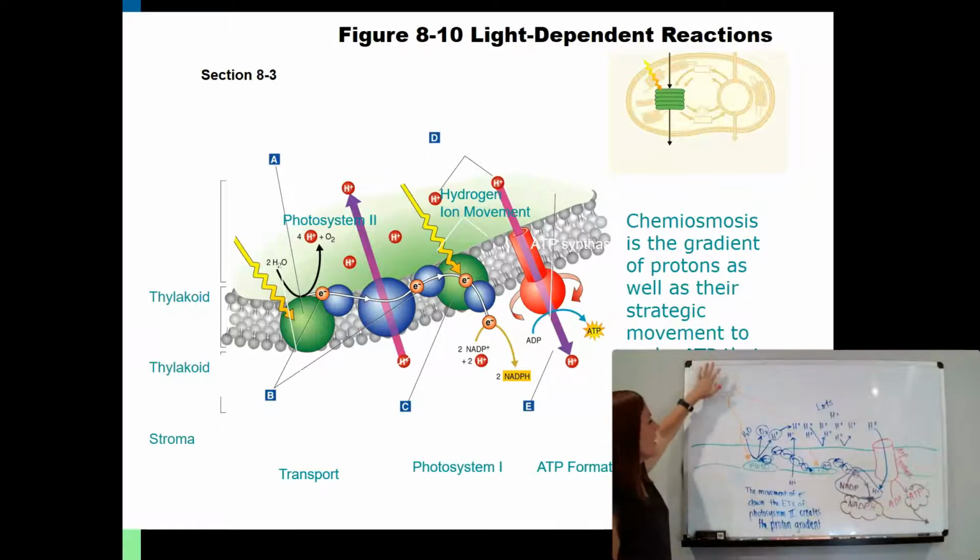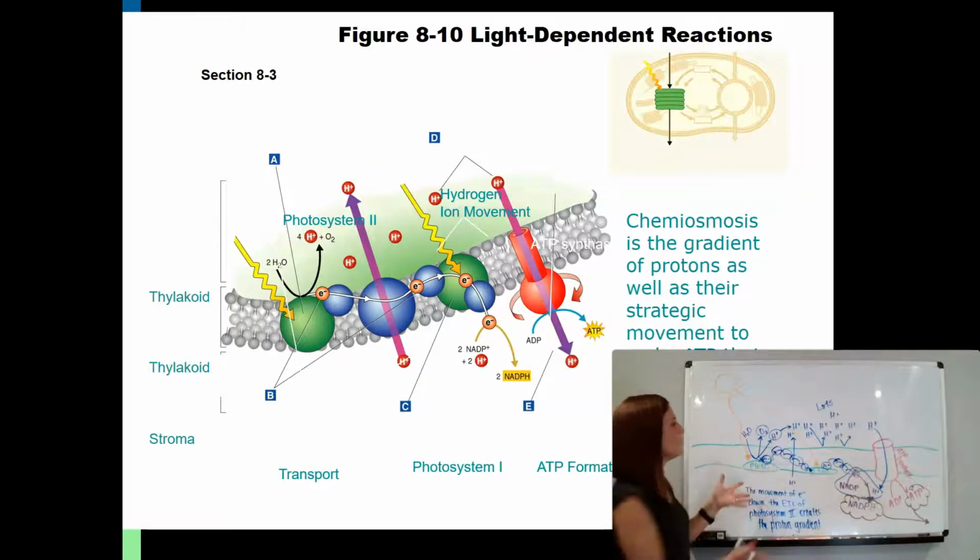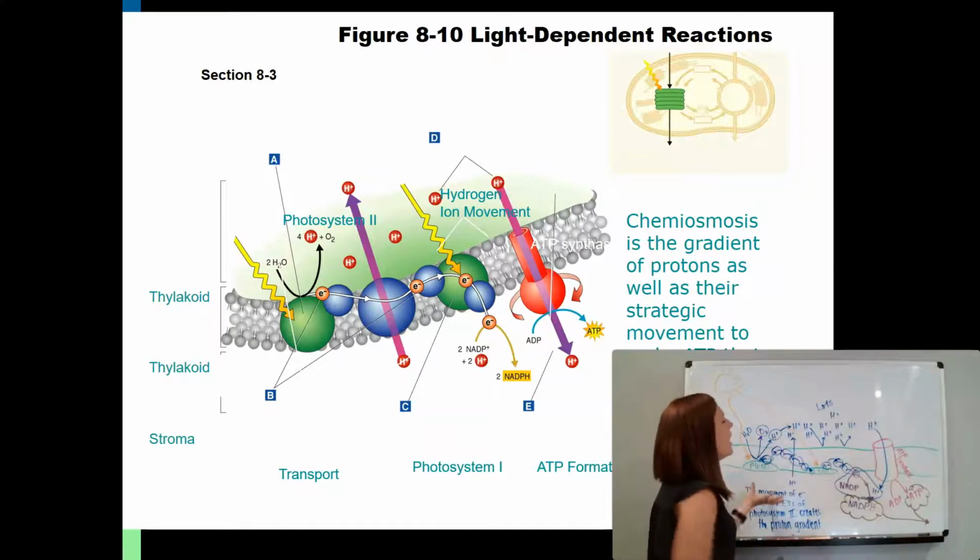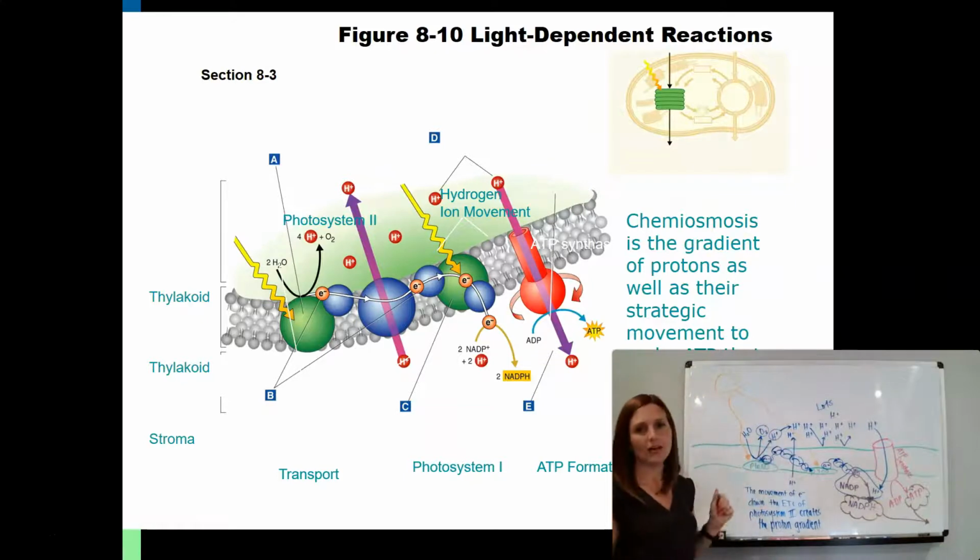So we get our wavelength of sun coming in, hitting P680, causing the electron that comes from water, yes, the splitting of water, causing our electron to jump up to a higher energy level and create this energy gradient that forces all of the protons across into this thylakoid space.